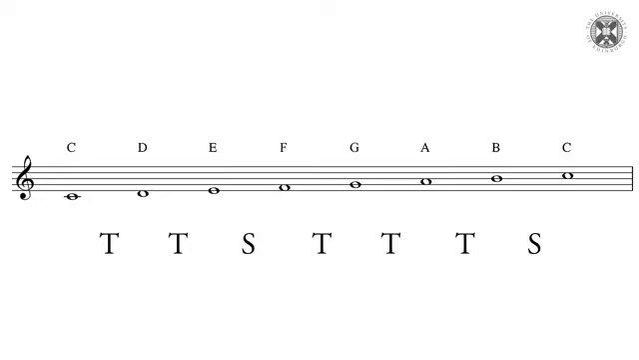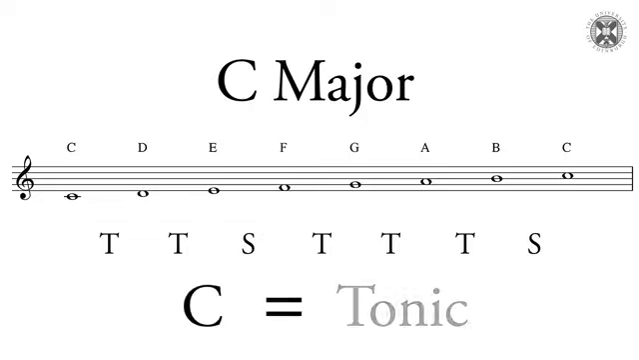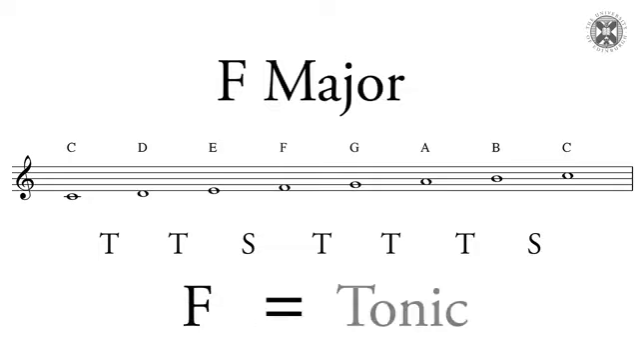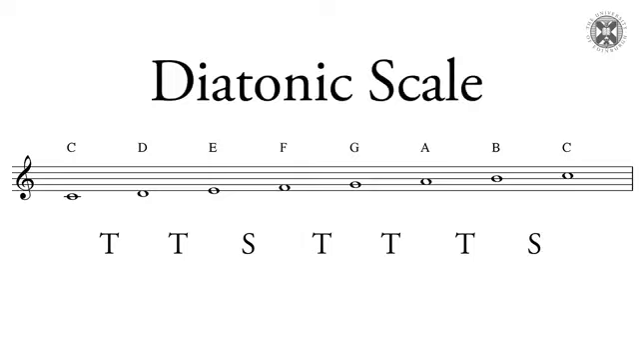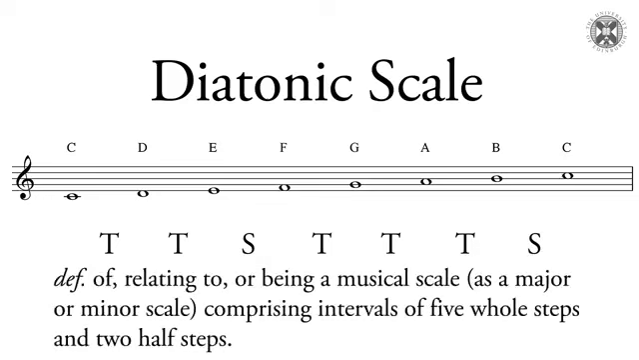An important piece of terminology to remember then is that the letter name that the scale is named after is called the tonic. So, in the case of C major, C is the tonic. In the case of F major, F is the tonic. This major scale is also an example of what's called a diatonic scale. Diatonic scales are ones where we always have 7 notes with some pattern of 5 tones and 2 semitones.